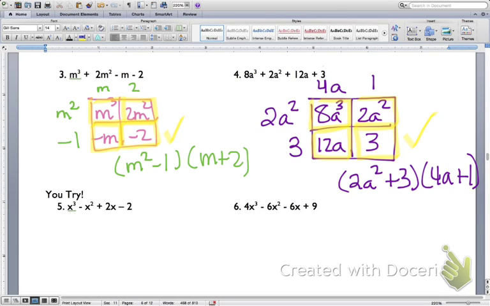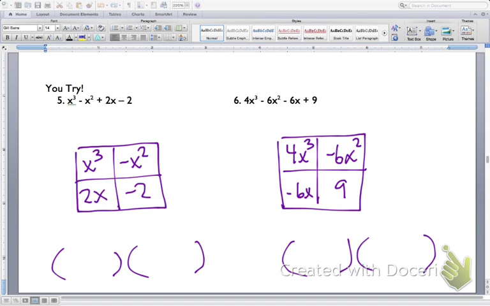All right, go ahead and try 5 and 6. Pause the video and come back to check your answer. All right, now that you've tried it out, you should have gotten the following answers. So here we go real quick. You should have gotten x squared plus 2 and x minus 1. Make any corrections if needed.